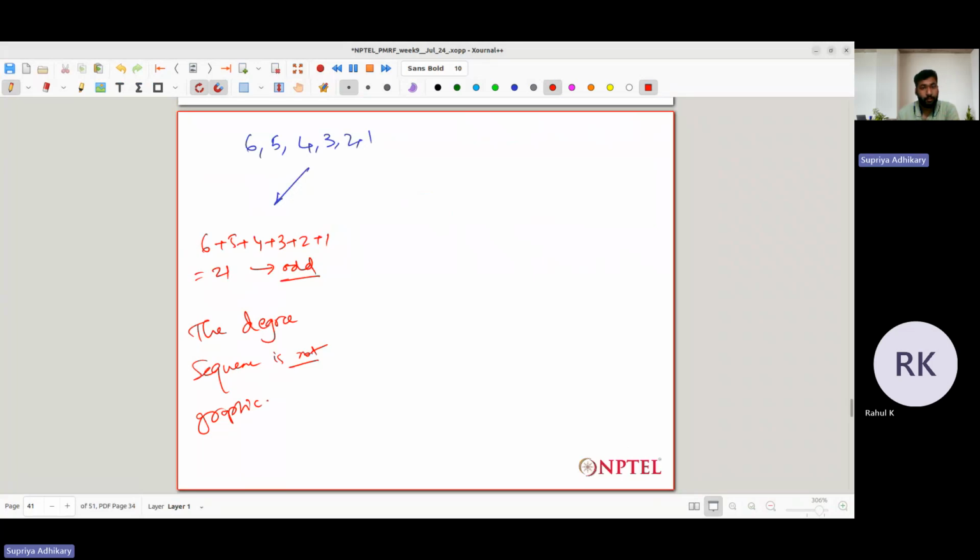By the way, if the sum is even, then it is possible that the degree sequence is graphic. So by checking whether the sum is odd or even, if it is odd, then we can certainly say that this is not graphic. But if it is even, it may still be graphic. So it is inconclusive when we find the sum as even.